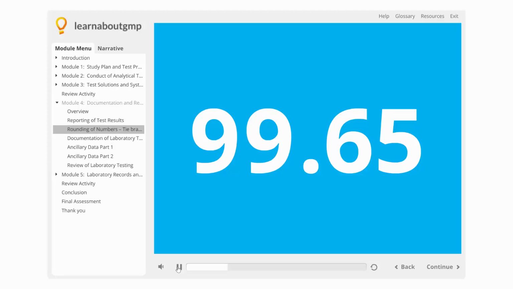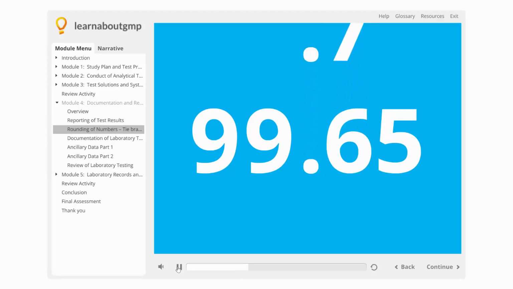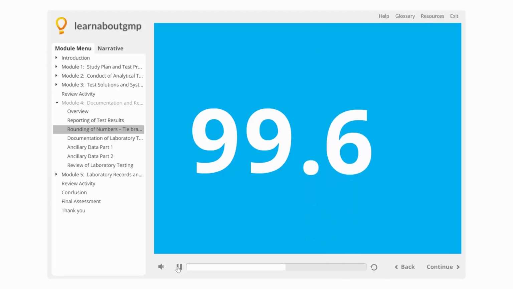There are a number of such rules, including rounding up, where the number preceding the last number is always rounded up to give 99.7% in the above example. Rounding down, where the final number is discarded to give 99.6% in the above example. Rounding to even, if the number preceding the last number is even, then the last figure is discarded. Thus, 99.65% would be rounded to 99.6%.